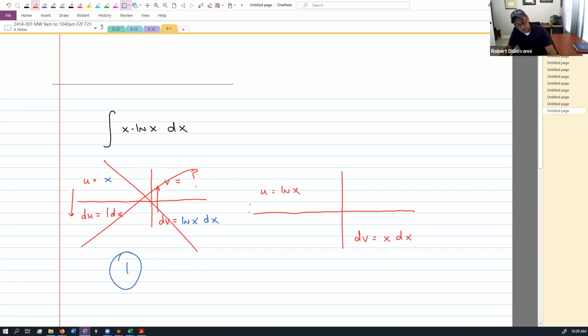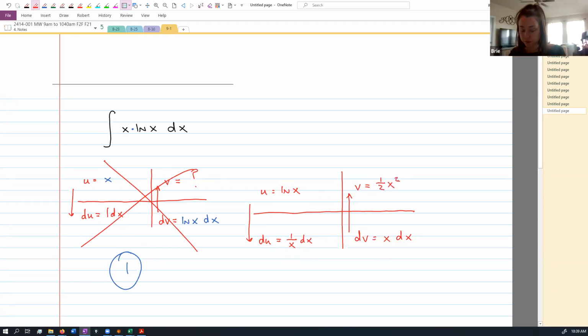All right, let's complete the table. This will be the derivative of this, which we know is 1 over x dx. Okay, the derivative of natural log of x is 1 over x dx. And then we have to integrate up to get v. What's the antiderivative of x? 1/2 x squared, right? 1/2 x squared.